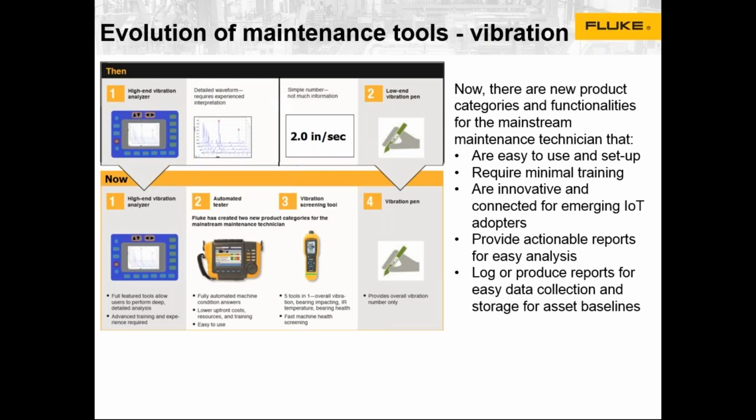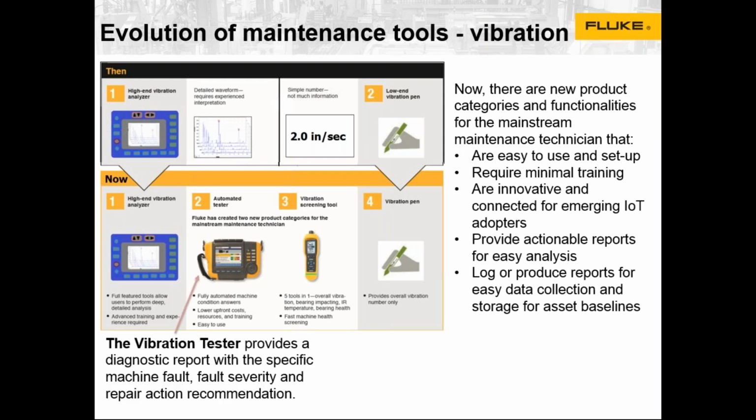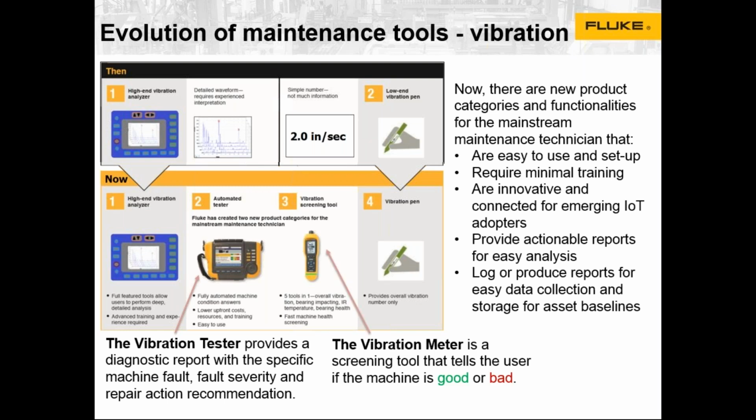What does 2.0 inches per second mean? Well, now we see there's 2 new categories. And these 2 new categories are the vibration tester, which provides a diagnostic report and tells you what's wrong with the machine, what to do to fix it. It gives us the answers we need, not just a bunch of high-resolution graphs. And the vibration meter that screens out and tells us whether it's good or bad.